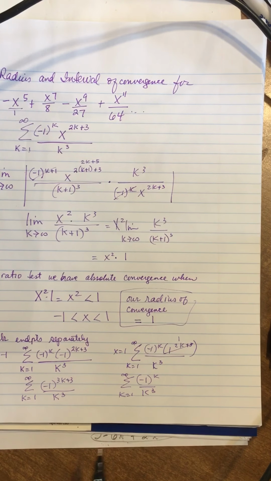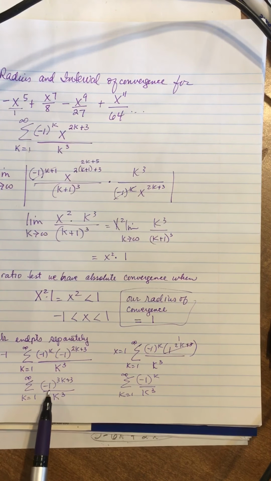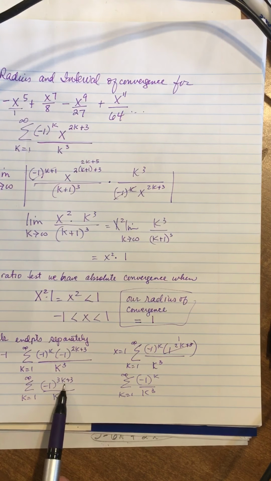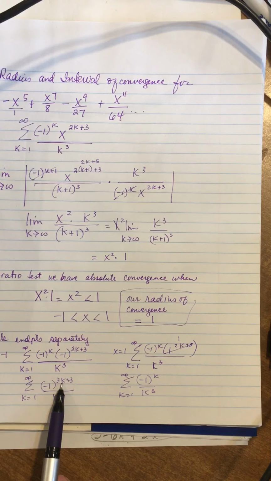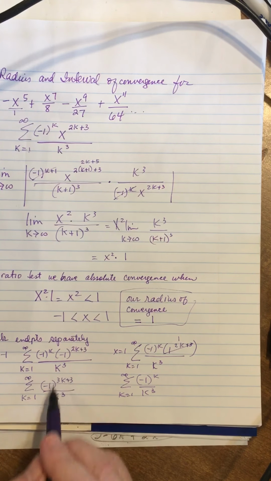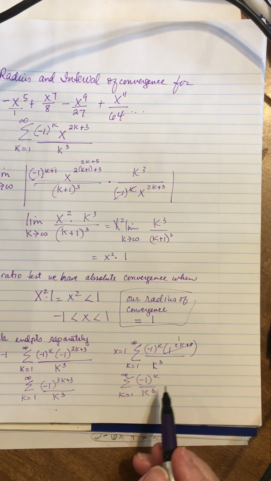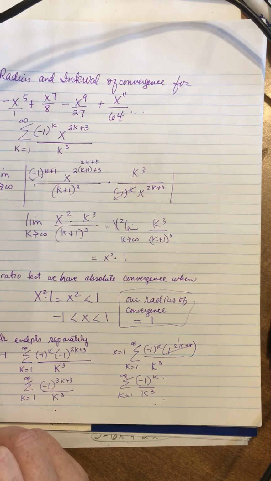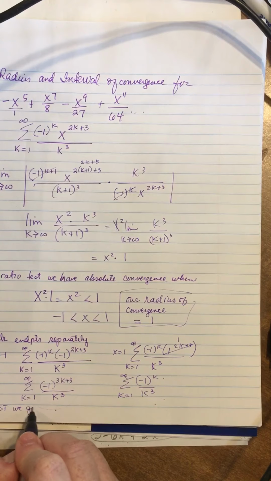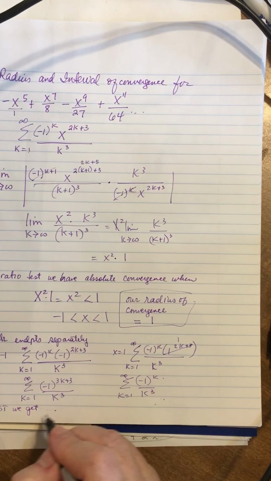And here we have the summation from k equals 1 to infinity of -1 to the k over k cubed. Now when k is 1, this is positive. When k is 2, it's negative. When k is 3, it's going to be positive, and so on and so forth. So this is an alternating form of 1 over k cubed. This is also the alternating series 1 over k cubed. And so by the alternating series test, we get that both of those are convergent.